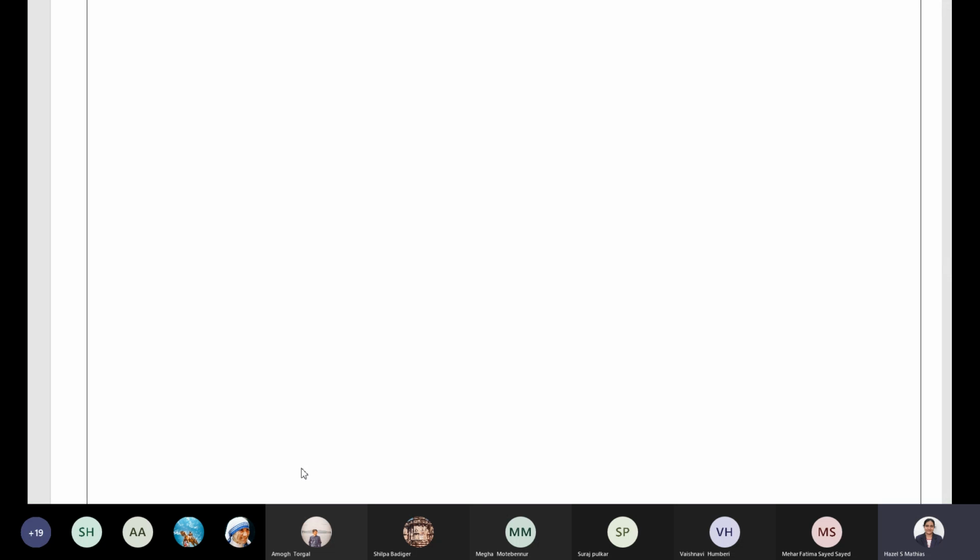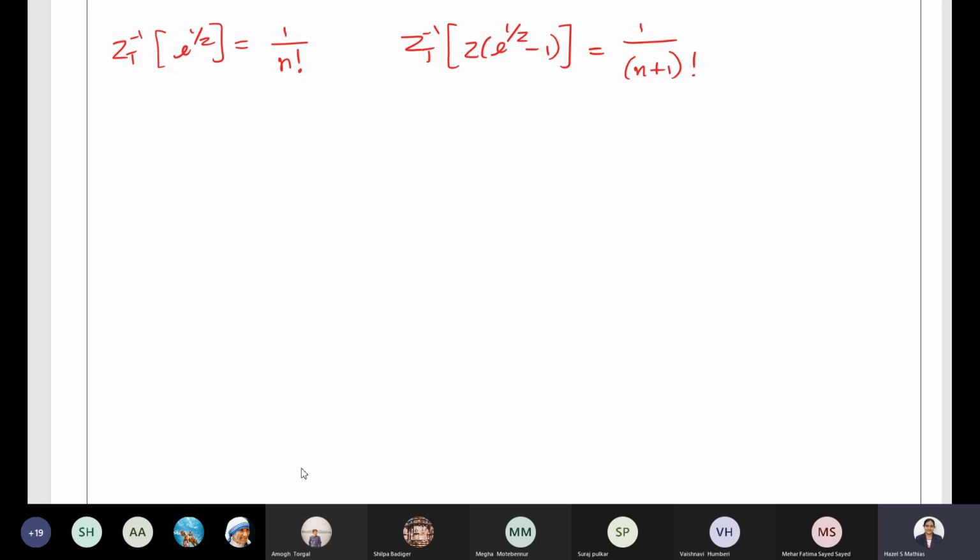So let me solve the last question. You need to find the inverse z transform of e power 1 by z, and we have to prove that it is equal to 1 by n factorial, and the inverse z transform of z into e power 1 by z, which we have to prove to be 1 by n plus 1 factorial. Proving these questions is very easy, isn't it? Because the answer will be given. Proving is easy because we know the answers, but we need to prove how we get it.